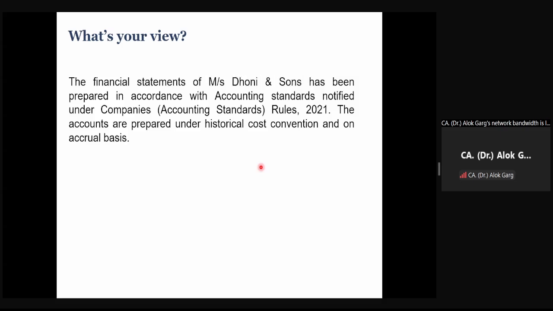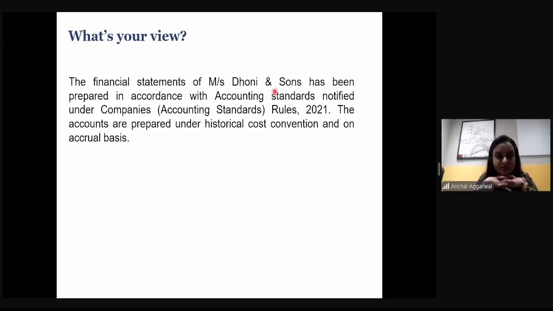Now this is a different paragraph. The financial statement of Messrs Dhoni and Sons has been prepared in accordance with accounting standards notified under Companies AS Rules 2021. The accounts are prepared under historical cost convention and on accrual basis. What is not right in this case? As per my understanding, it is correct now.